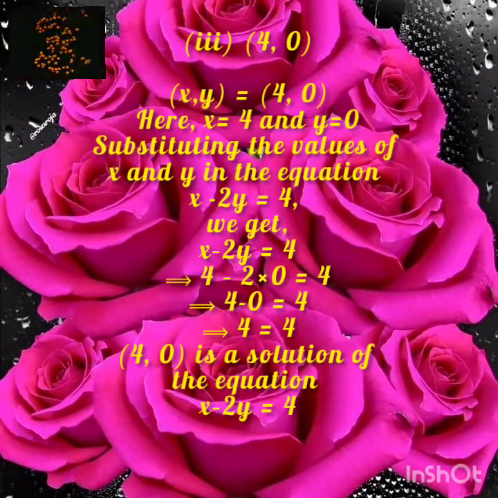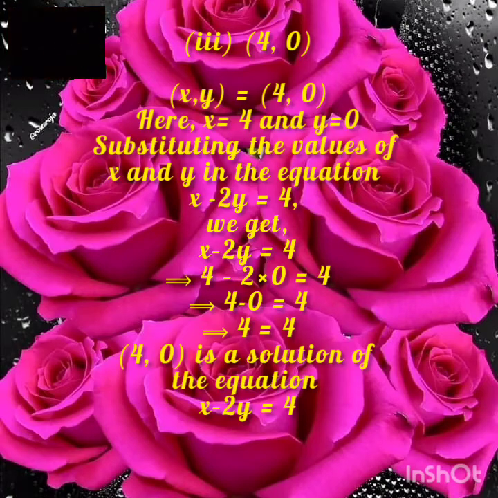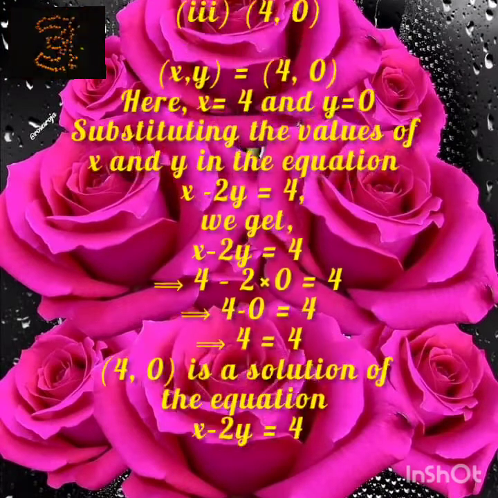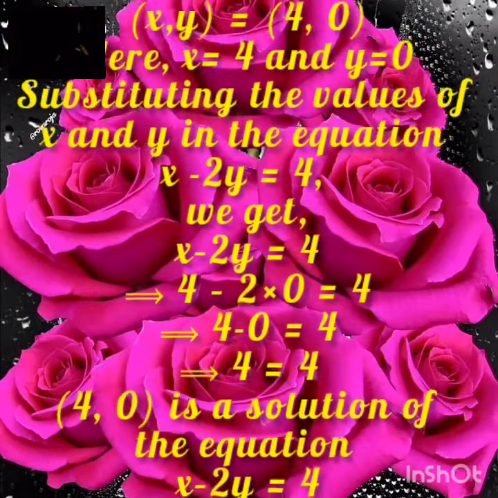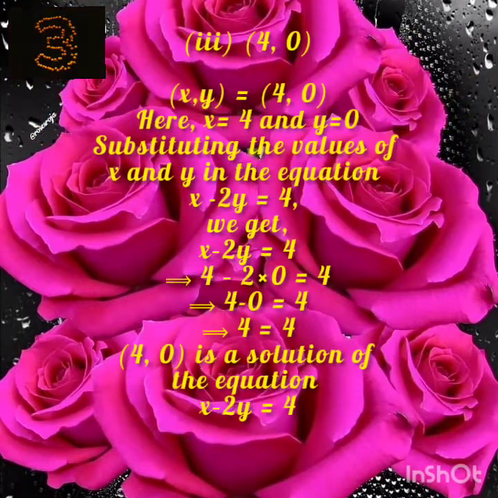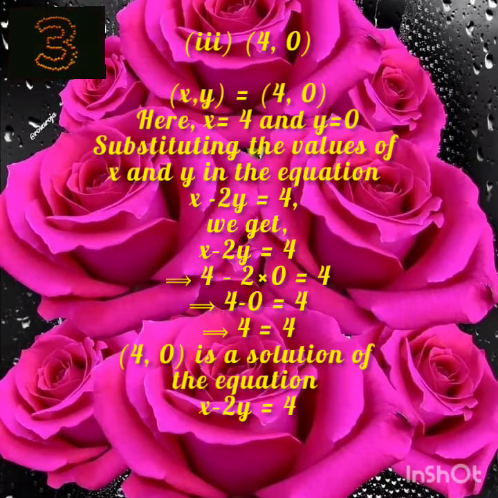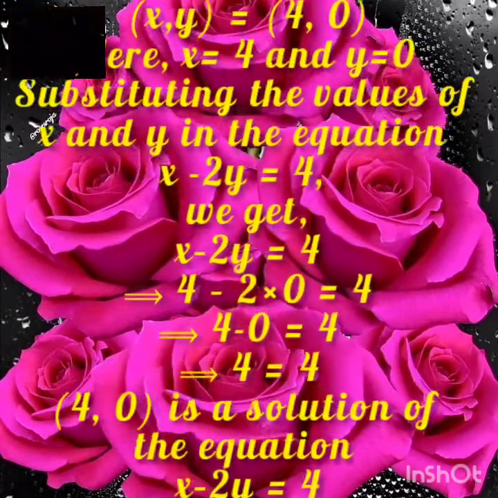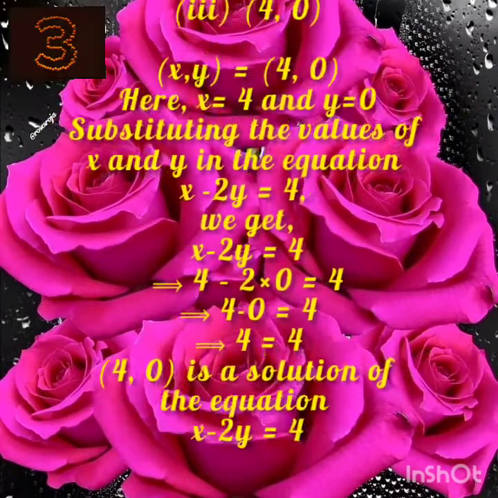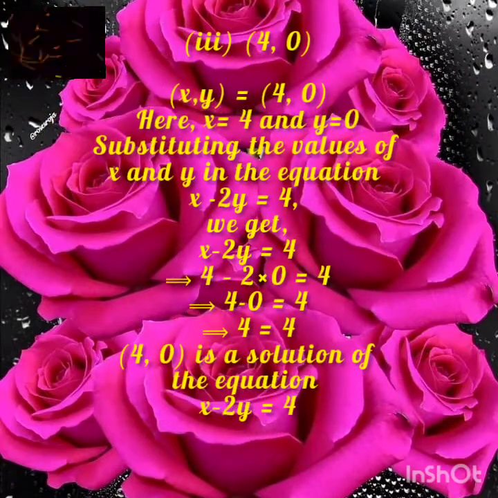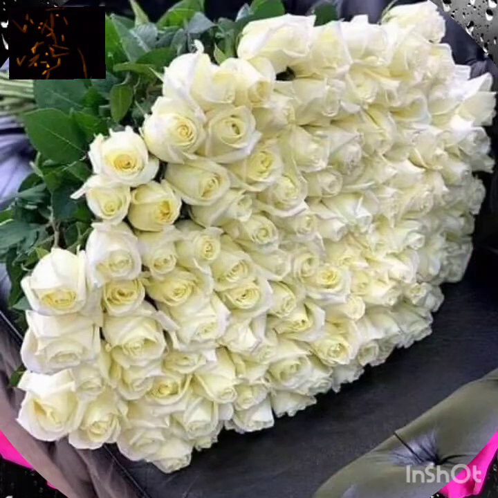Dear student, we know 2 into 0 is 0. So 4 minus 0 is 4 on the left side. What about the right side? The right side is also 4. So in that case, here you can see 4 equal to 4. LHS equal to RHS. That's why 4 comma 0 is the solution of the given equation.